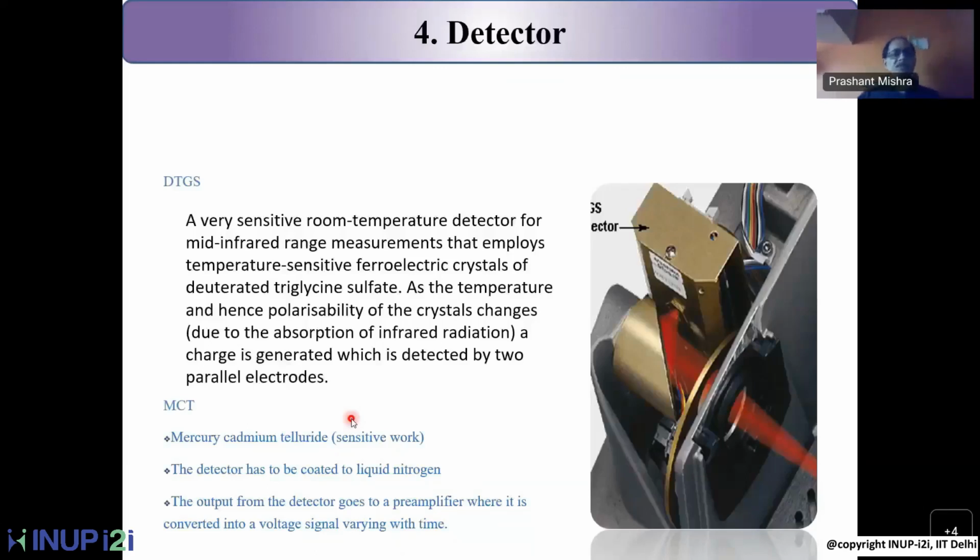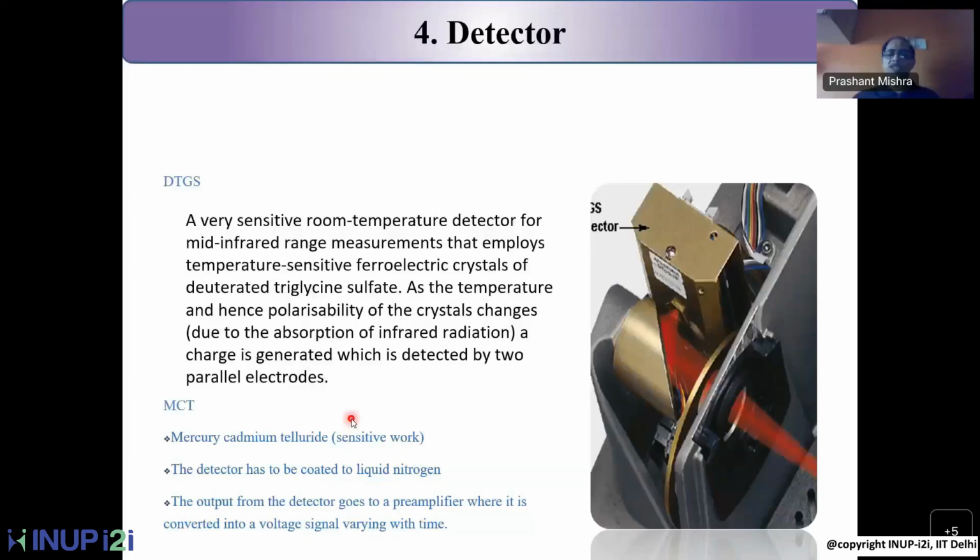Another very important detector is the MCT detector, or mercury cadmium telluride detector. It is for very sensitive work. For example, if you're working with protein spectra or biological samples, and you want to further detect the signal you have obtained and further analyze those spectra, you need a very sensitive detector. But unlike the DTGS detector, which can be used at room temperature, this MCT detector requires cooling, and that's a very important component.